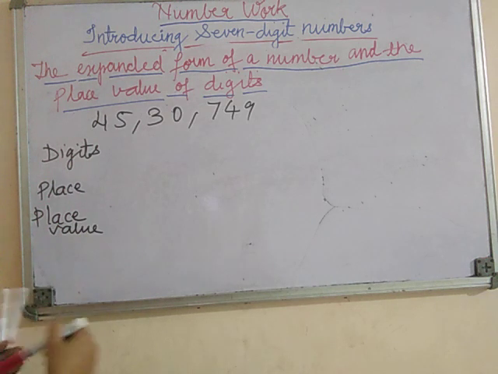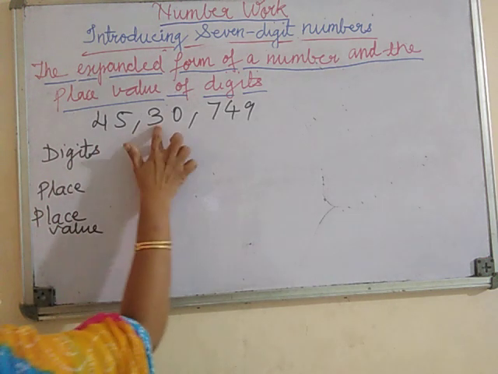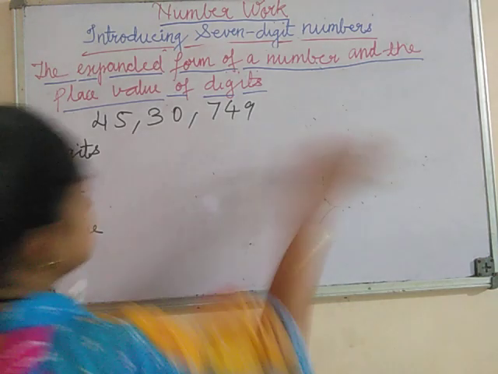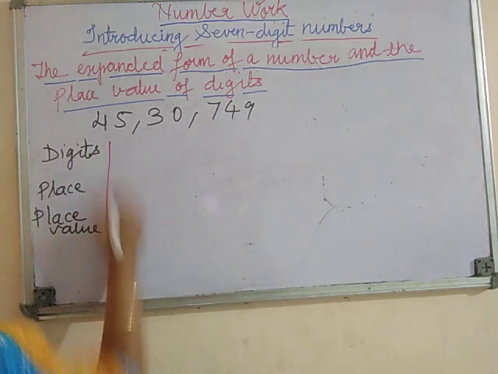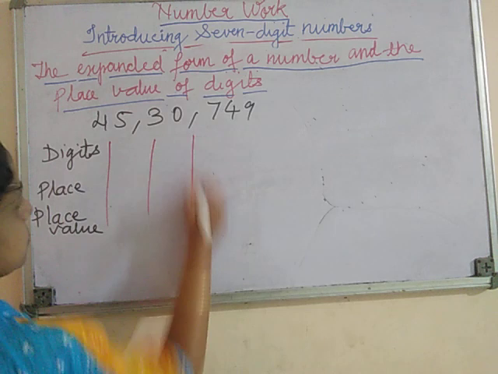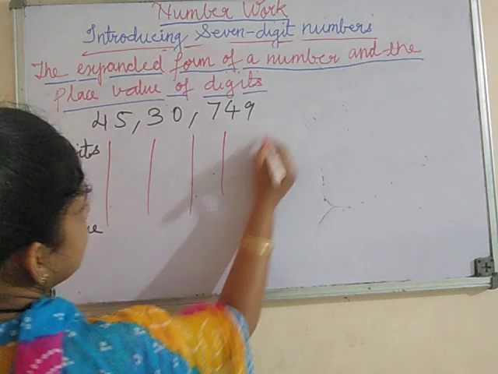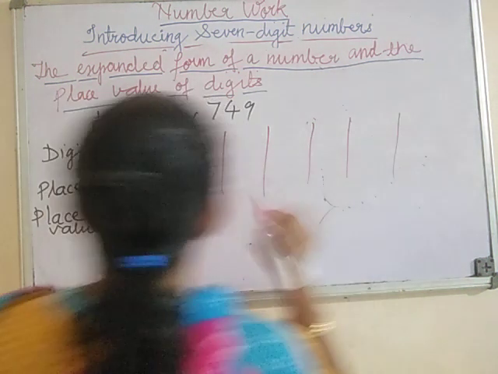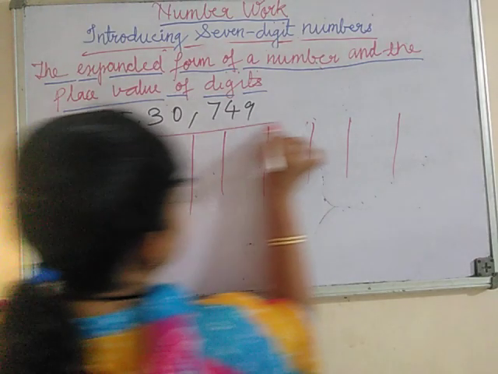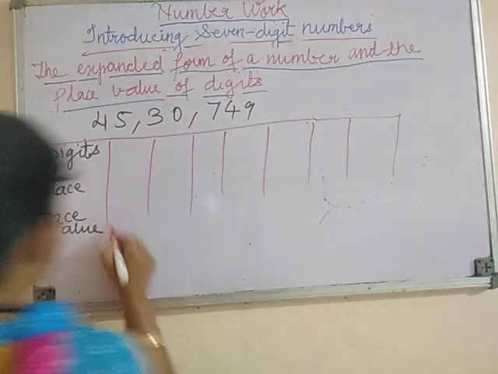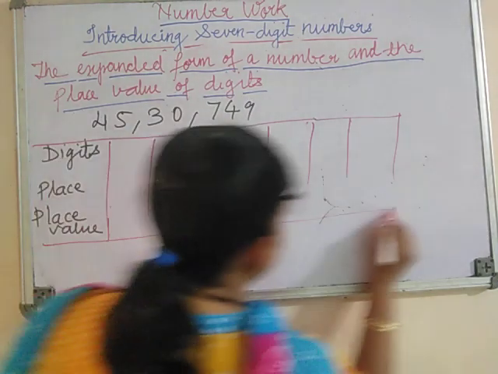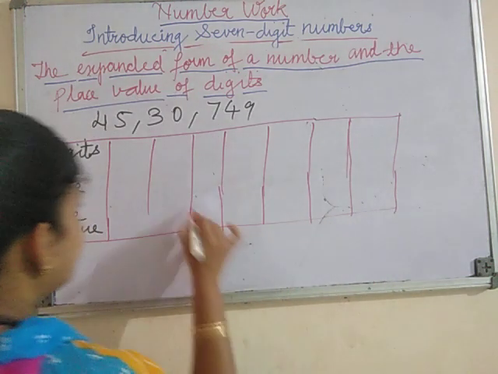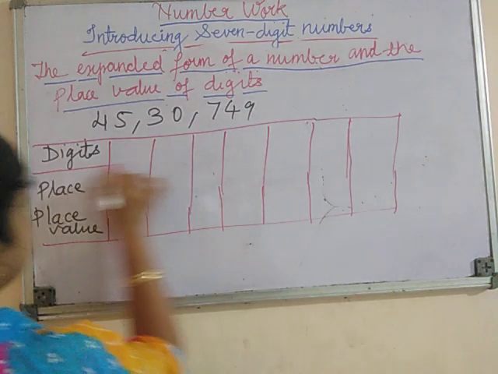Okay, students, so digits, how many digits are there? 1, 2, 3, 4, 5, 6, 7 digits are there. So you will get 7 columns here like this. So 1, 2, 3, 4, 5, 6 and 7. Now you just draw a line like this and then from here to here. So you will get something like this now. Fine. And then in between also this way.